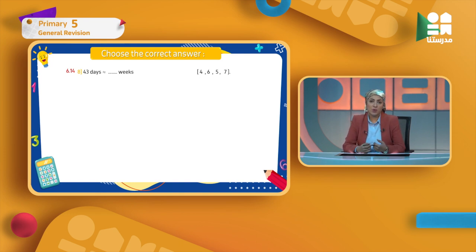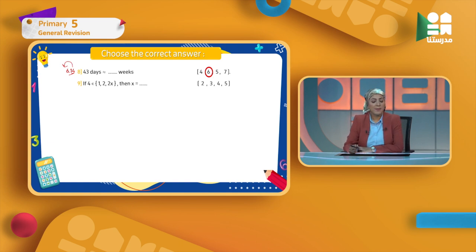6.14 is approximately what, to the nearest unit? Because days and weeks are in the units of measuring lesson. Then I check the 10th place here, it's 1. So the 6 stays as it is, and the answer will be 6 weeks. Now I will move to question 9.